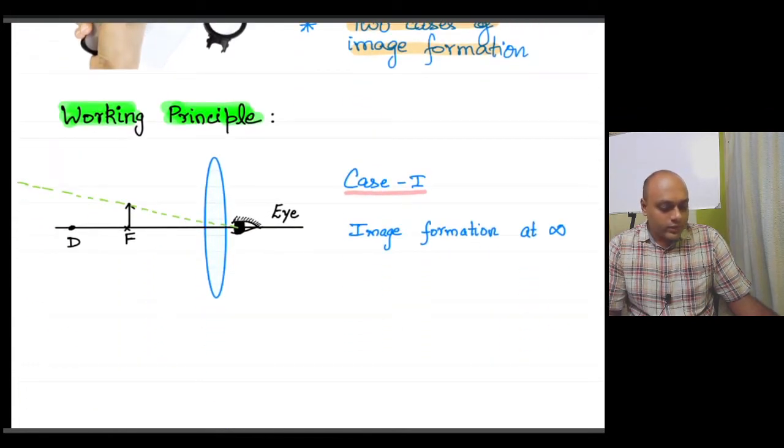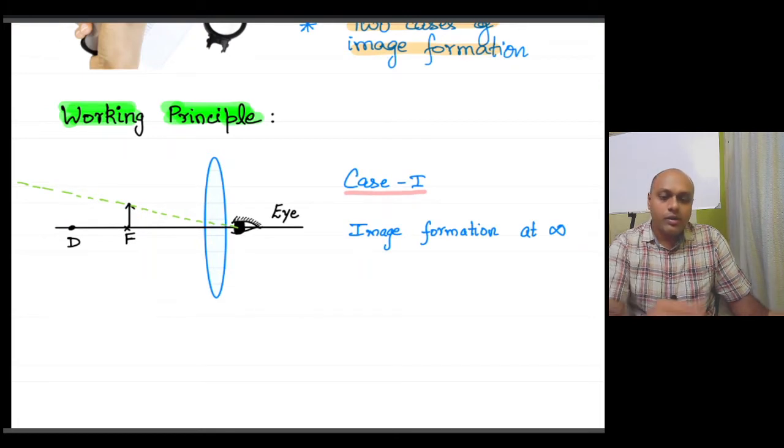Okay, the first case. Now consider this: you have an object placed in front of a simple convex lens. When the object is at infinity, the image will be formed at the focus; when the object is at focus, the image will be formed at infinity; and when you bring the object closer to the lens, the image will also start coming closer. So that's an image formation property of a convex lens, which you must be aware of.